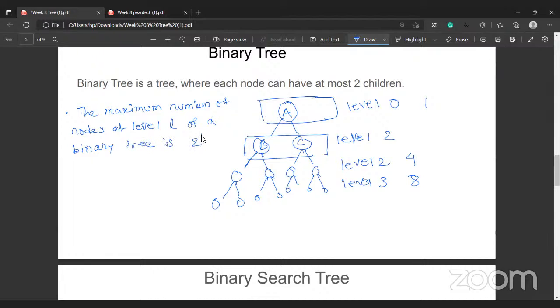Is to the power L, right? So everyone got it? Hello? Yes, sir. Okay.